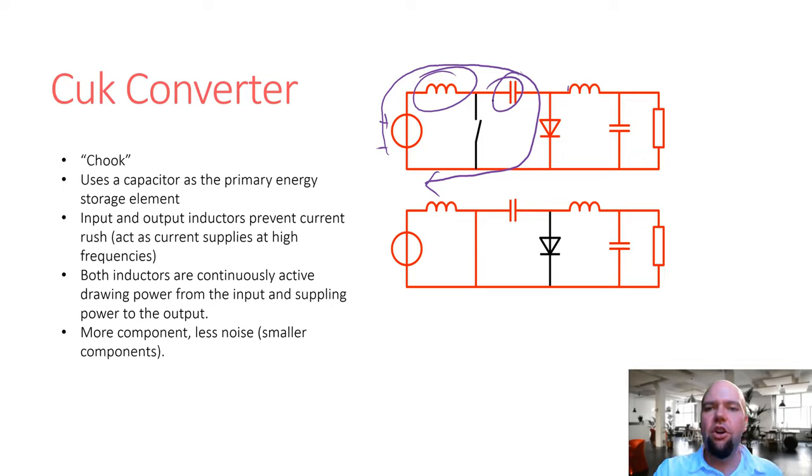We're going to charge up this capacitor on this side using this inductor as a go-between between a voltage supply and a capacitor. And then what's going on here is we have a circuit where current is still flowing to our load as a result of energy stored both in this inductor here and this capacitor.